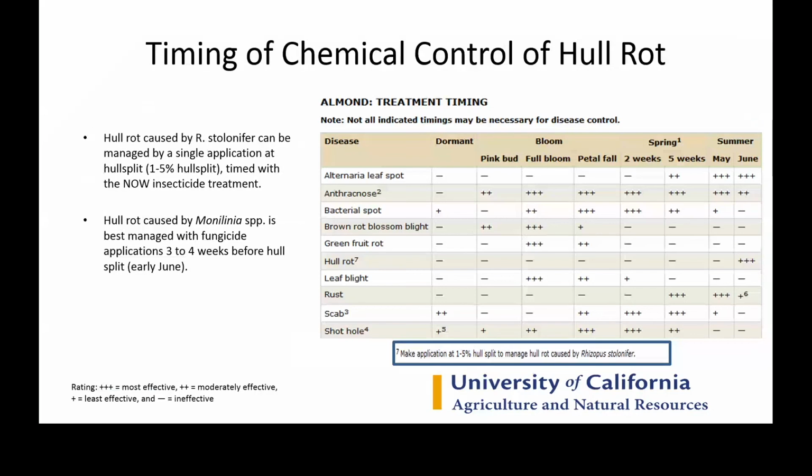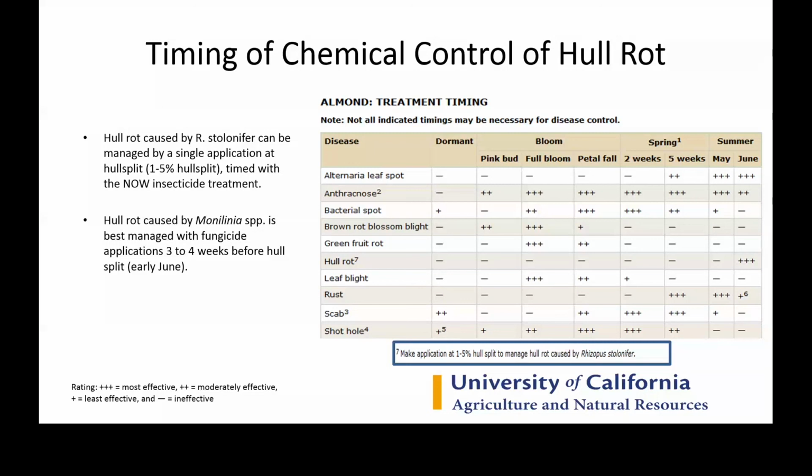The timing is always very important when we are dealing with hull rot, right? I have shown earlier the work of Dr. Jahmad Saskawich that, when it comes to Rhizopus stolonifer, the best time to apply is when we have hull split at between 1 and 5%. And that's exactly when the trees are approximately at the B2 stage. So we are trying to protect that stage from getting infected with Rhizopus stolonifer.